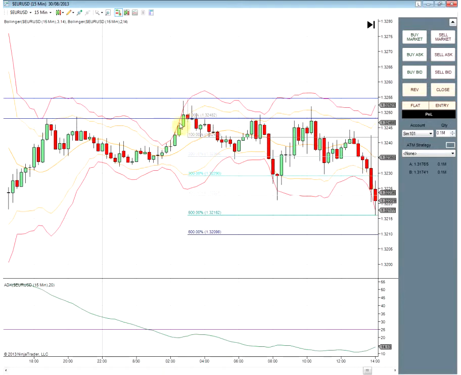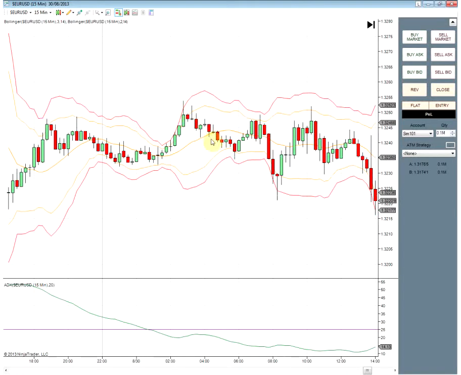A very short and sweet system. Essentially what you're looking for is the price to hit the third Bollinger Band, it then needs to close inside the second Bollinger Band. So if we're looking for a short, then it's got to close inside here lower. If we're looking for a long, and we need the ADX to be below 25 so that we can say that we're in a range bound market.